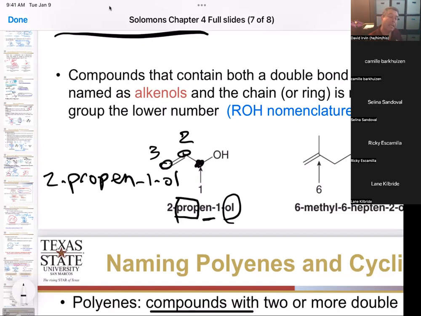So these are what we call ene-alls. The ene is all about the carbons. The all is all about the OH. But because you have to include the kinds of carbons you have and the functional group, we're going to say there's 3 carbons, prop. Ene means there's a double bond, and all is a functional group to change the name.